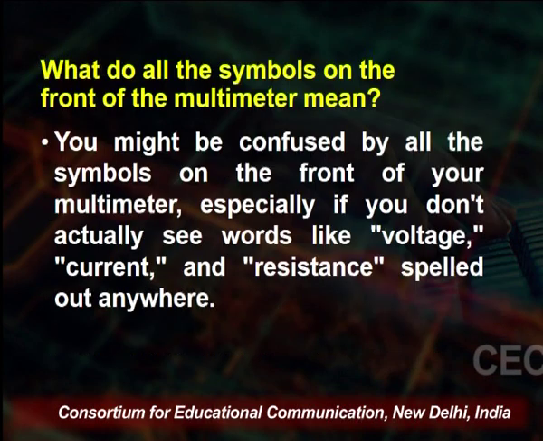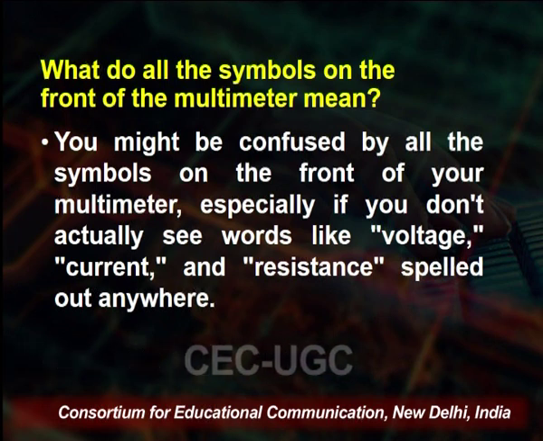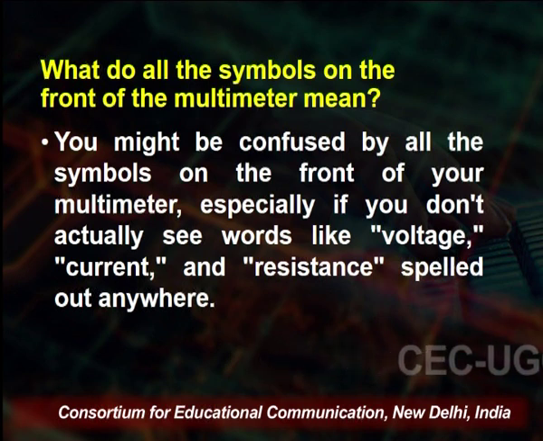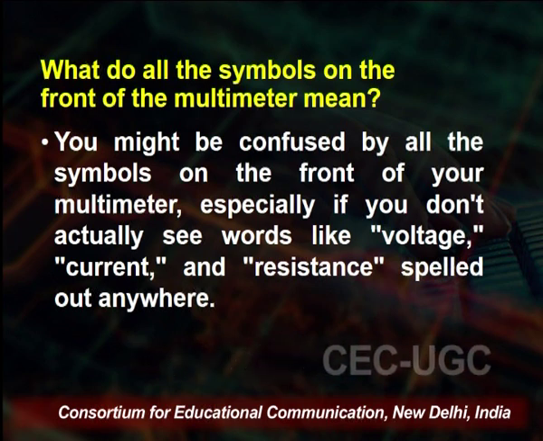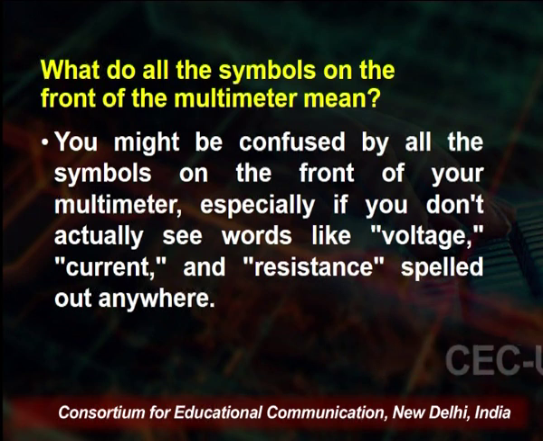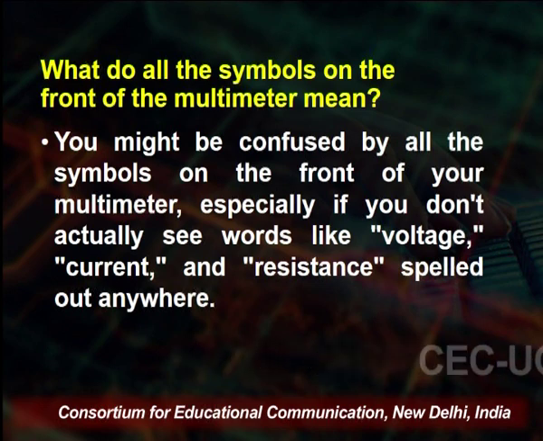So, what do all the symbols on the front of the multimeter mean, what are we doing, how can we adjust these and how can we get the value from here. You might be confused about all the symbols in front of the multimeter, especially since you do not have words like volt, current, resistance; we use the symbols only. We all know what voltage, current and resistance are. Then we have to select these values in the multimeter.